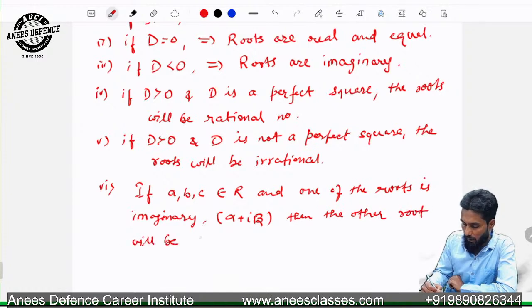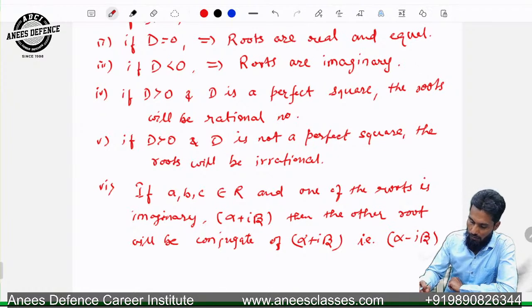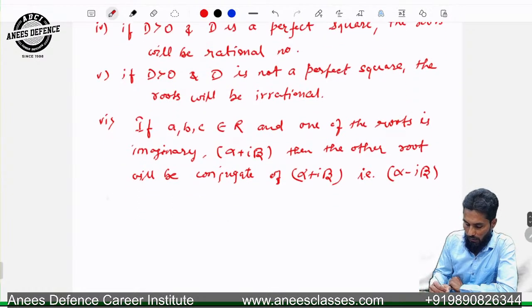That is, what is the conjugate of alpha plus i beta? Alpha minus i beta. Fine. This is our sixth point.